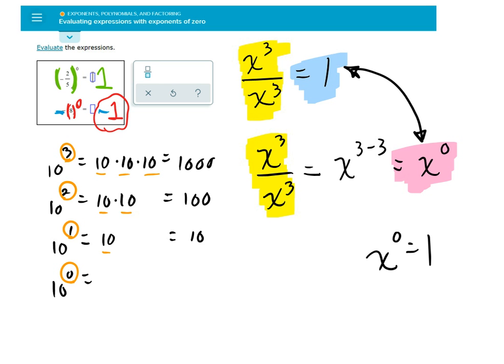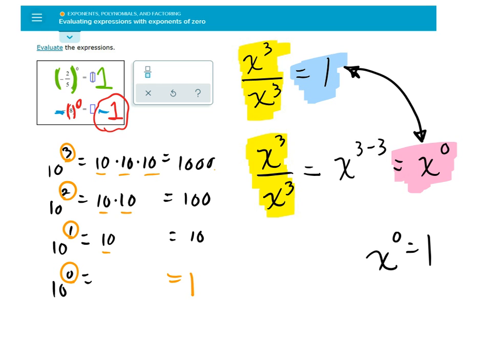And then when I look at my answers, when I compare my answers, this has a 1 with 3 zeros, this has a 1 with 2 zeros, this has a 1 with 1 zero, and this would be a 1 with no zeros. Do you see the pattern? Or you can look at it this way.